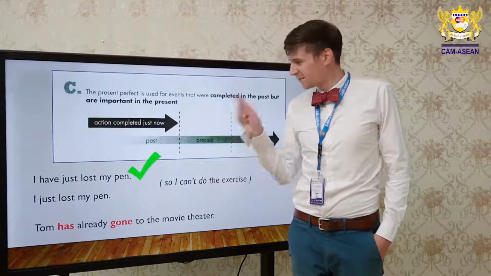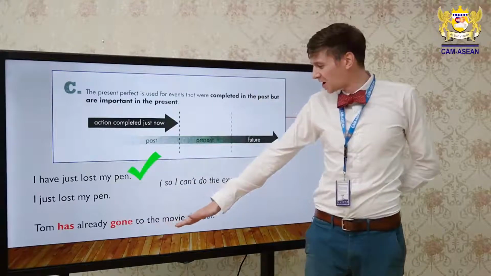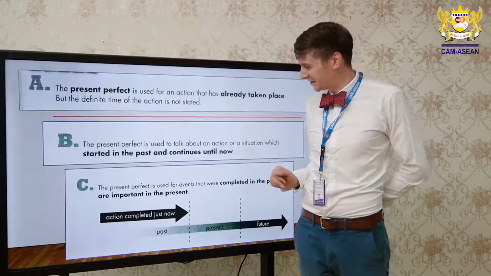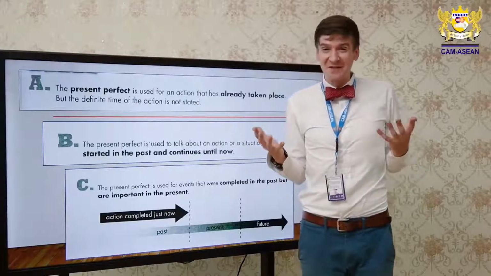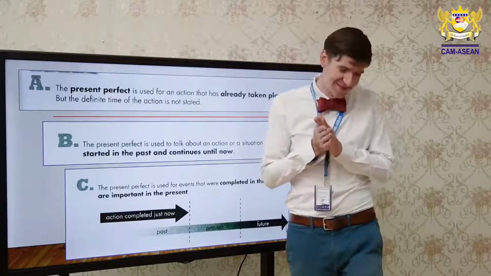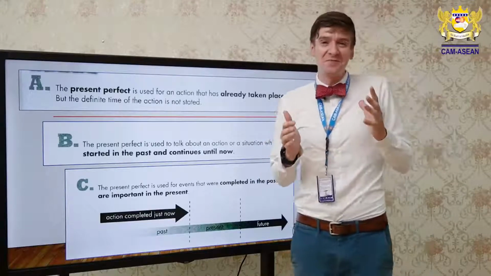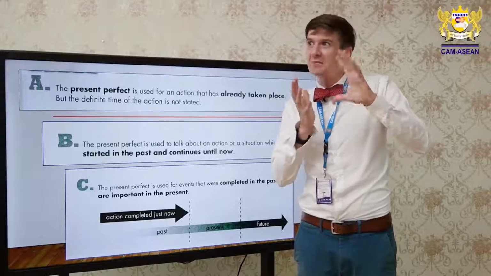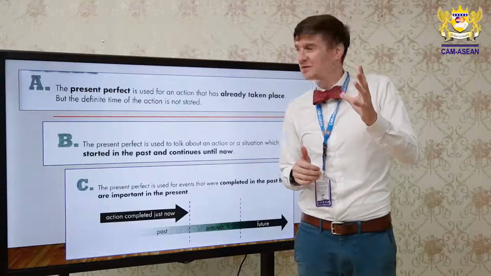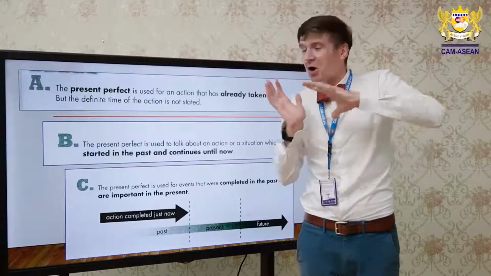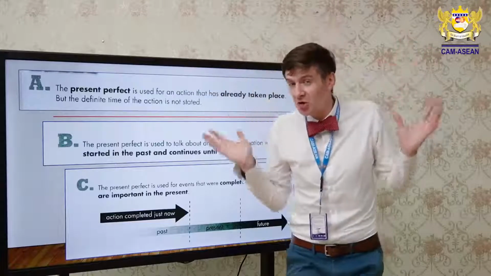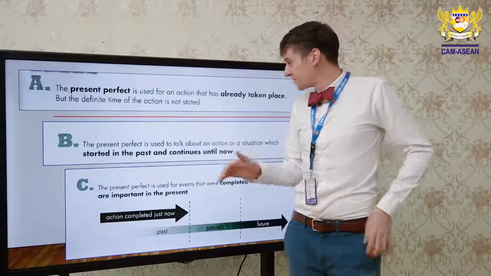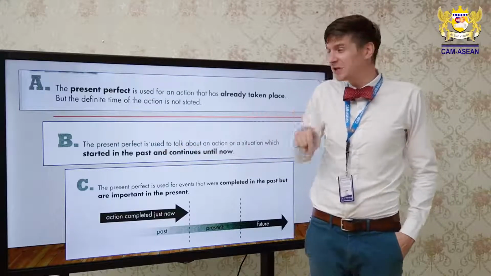There we go. Tom has already gone to the movie theater. Good enough. So it's just a reminder here that we use present perfect in three main situations. Something has already taken place, but we don't know when it happened. Something has started in the past, and it continues until now.